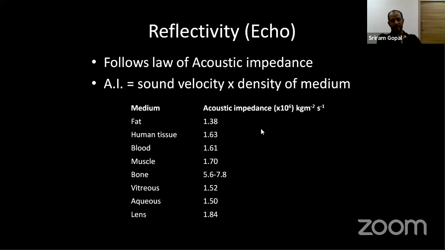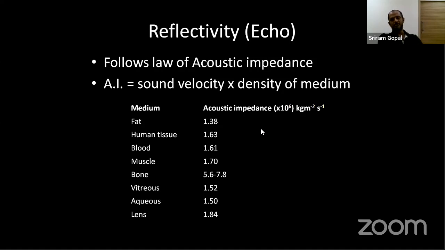Metal has got the highest speed of sound inside the medium, which is around 5000 meters per second. Second is reflectivity, or the echo which you get once the sound bounces off the surface. This follows the law of acoustic impedance. Acoustic impedance means how much sound the medium will allow to go through it and how much it will reflect back. This is a product of the density of the medium and the velocity of the sound.